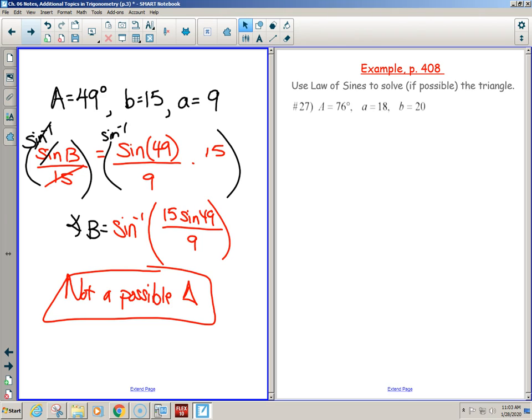But why? What's the difference? How did I figure out what to make an A that wouldn't work? What I did is I used SOHCAHTOA. And the reason I used SOHCAHTOA was because if you ever have an angle, let me spit out a 49. Where's 49?